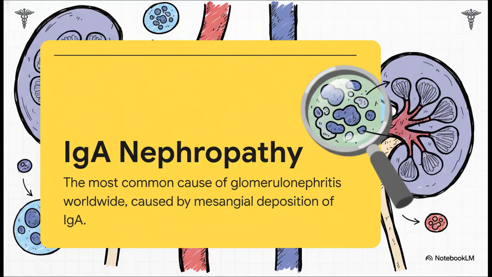So what exactly is IgA nephropathy, or Buerger disease? Well, believe it or not, it's the single most common cause of primary glomerulonephritis in the entire world. The root of the problem is the deposition of immunoglobulin A, or IgA, right inside the glomeruli. You know, the kidney's little filtering units. Its global prevalence is exactly why it's such an essential diagnosis to master.